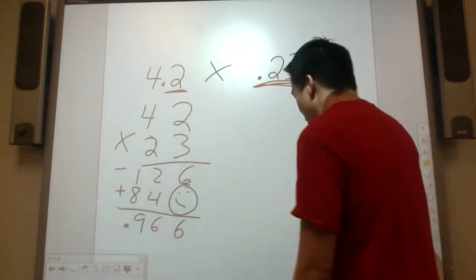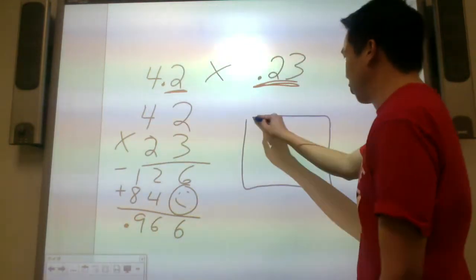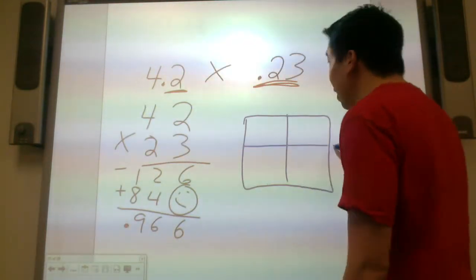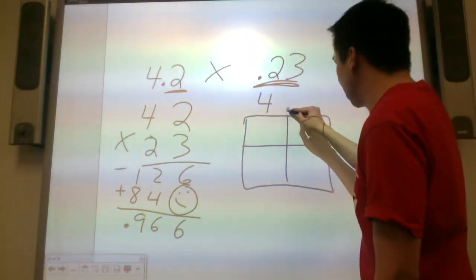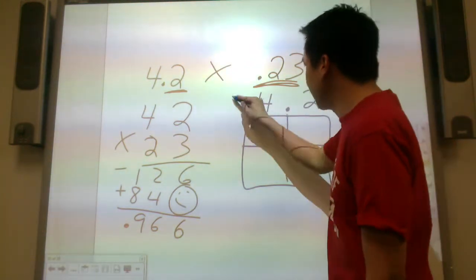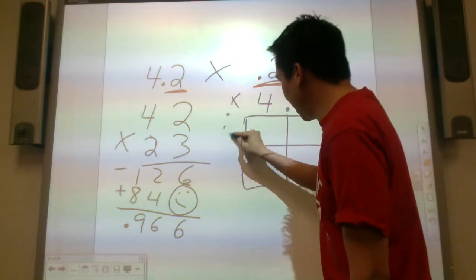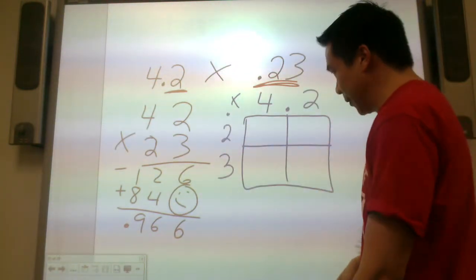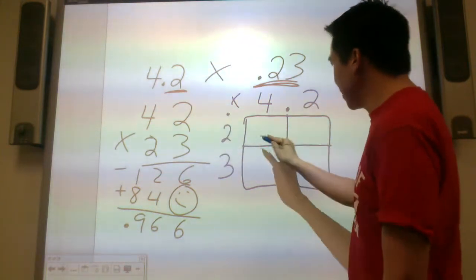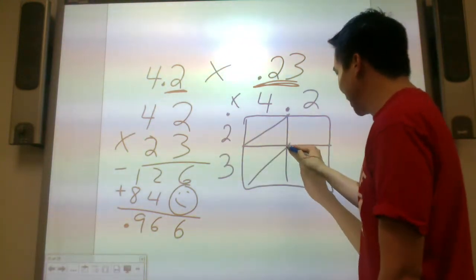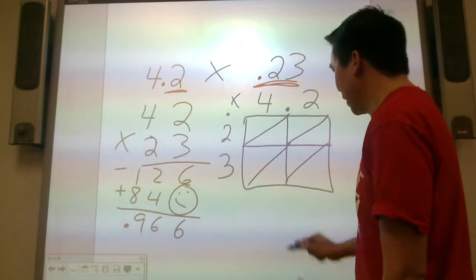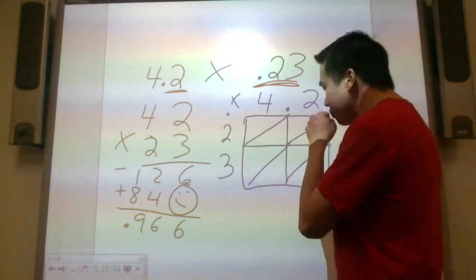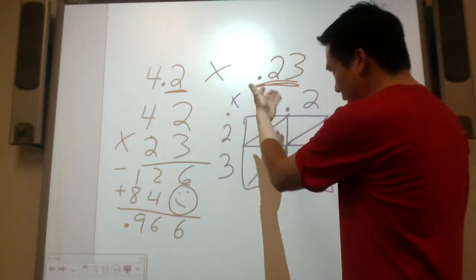Let's do the lattice. If you prefer lattice, I honestly prefer lattice. This is what I grew up with. So we have 4 and 2 tenths times 23 hundredths. So you draw a square or rectangle. You separate the digits. Then you draw diagonals on each square. And then you just multiply as a column and a row.